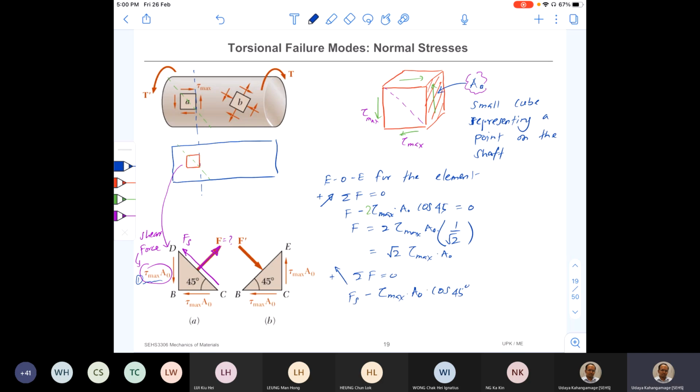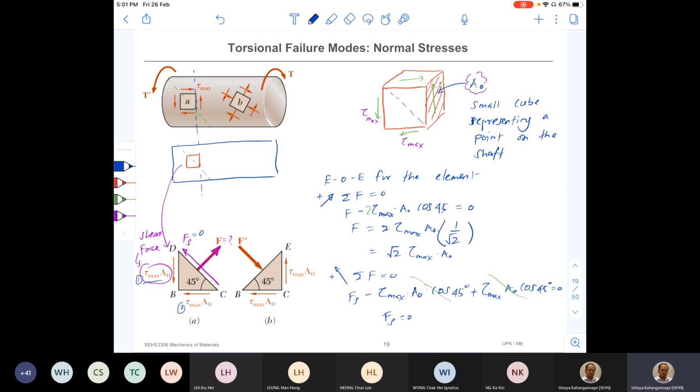Okay, and the second one, this force is in the same direction, that is positive tau max A naught cosine 45 equal to 0. So these two cancel off, right? That means Fs equal to 0. That means there's no shear force. This is interesting because on a perpendicular cross section to the major axis, there's only shear force, no normal forces.